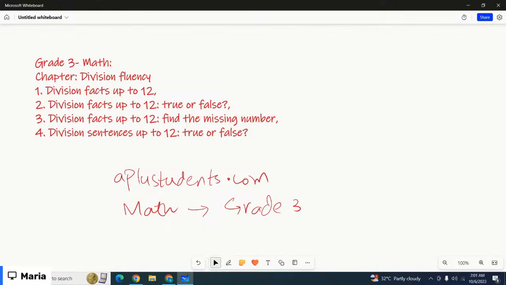We're going to start with the chapter division fluency, and the lessons we're going to cover from the chapter are division facts up to 12, division facts up to 12 true or false, division facts up to 12 find the missing number, and division sentences up to 12 true or false.